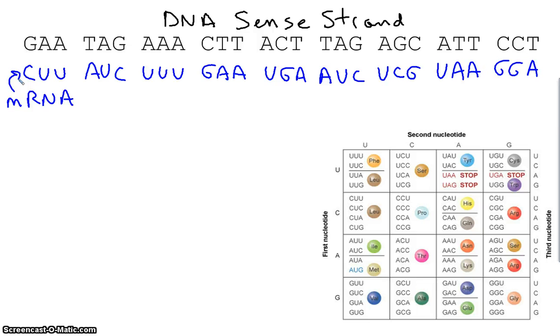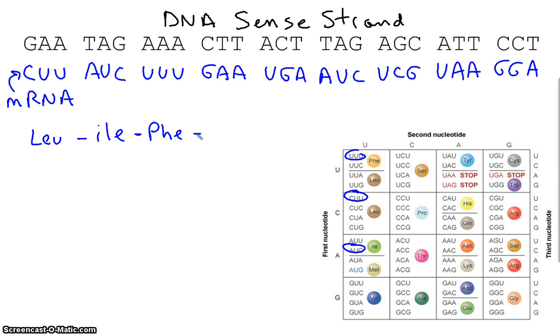And now we can go through, and I'll give you guys a second to look at this. If we go CUU, there's our first one. So that's going to be leucine. AUC, isoleucine. UUU, phenylalanine.